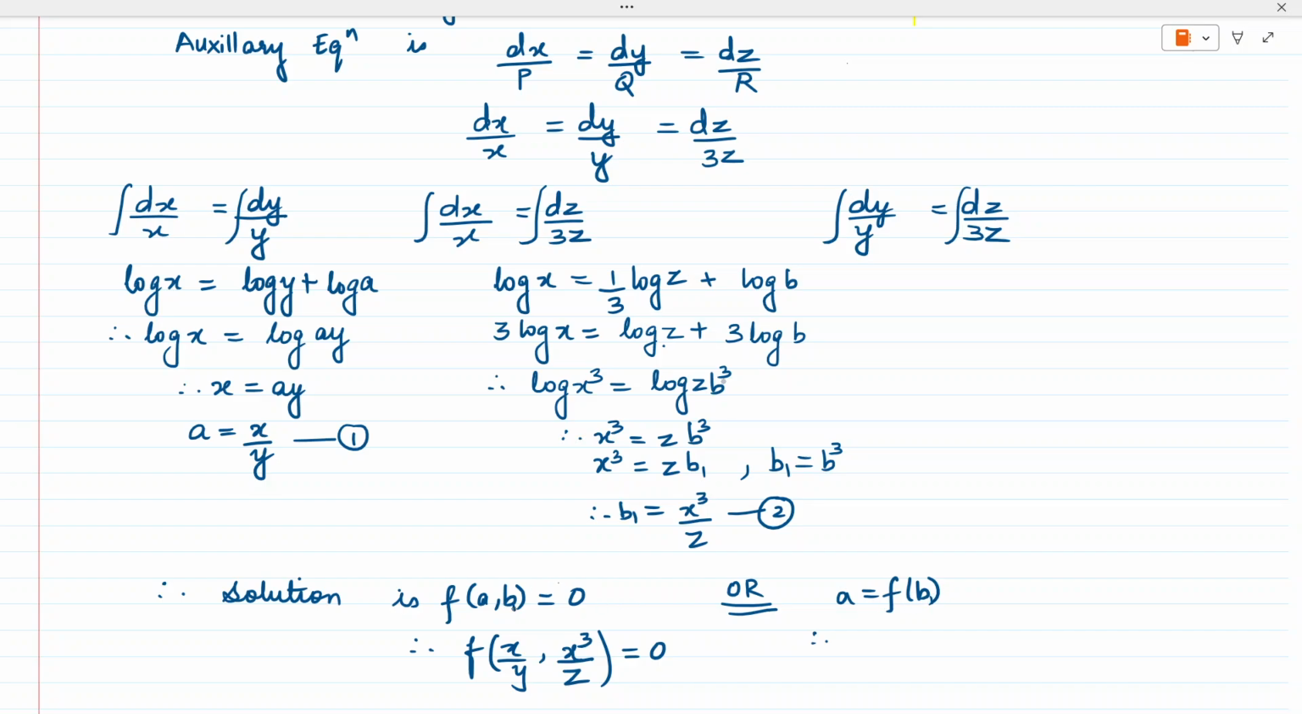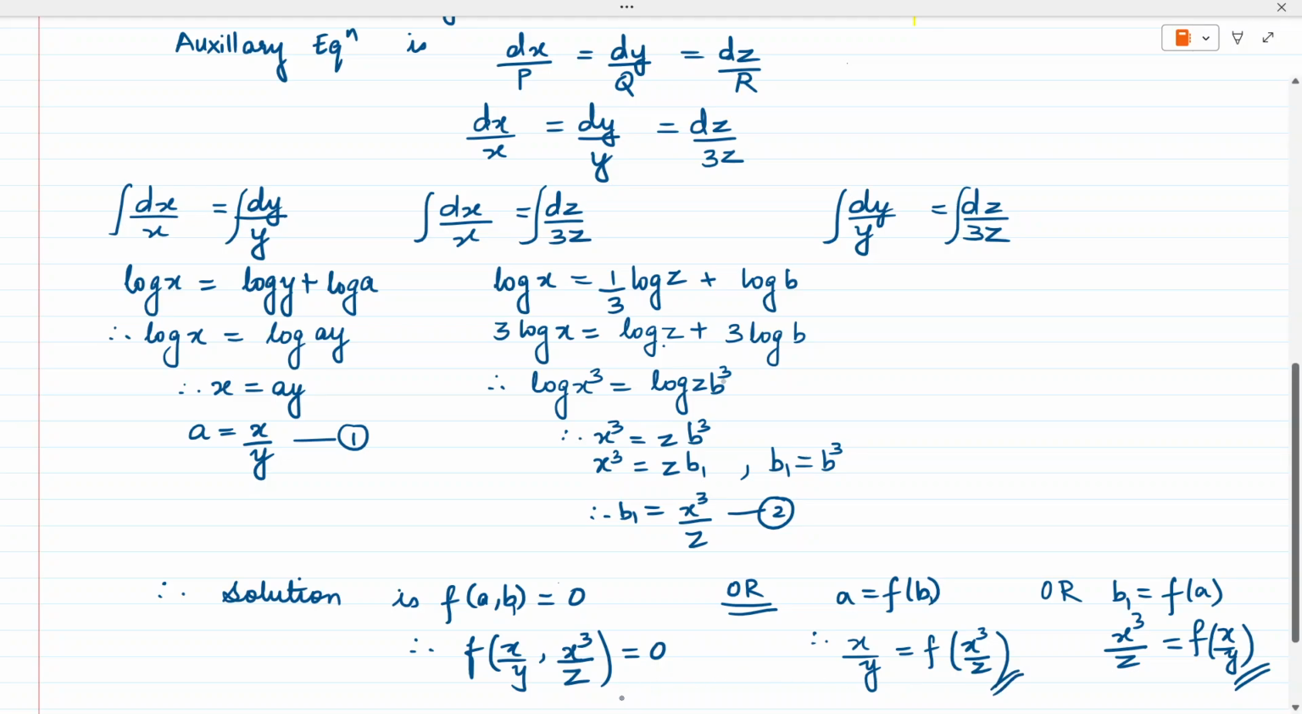We will call it b1 because we have named the constant as b1. So in place of a, x by y, and this is a function of x cube by z. Or you may also write it as b1 is equal to f of a. So you'll have x cube by z is equal to f of x by y. You can write the answer in any one form, your work is done. There is no need to write in all three forms.